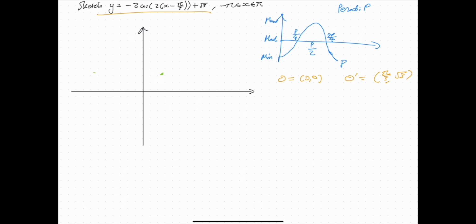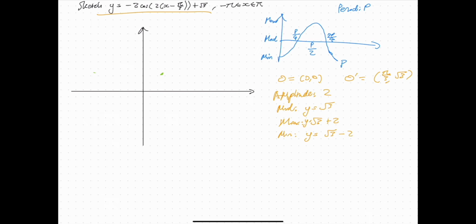So now let's just figure out what those minimum, maximum values are, etc. So first thing I'm going to do is find the amplitude. So the amplitude for this graph is 2. It's just the positive version of whatever that coefficient is. The middle value is going to be based on how high that origin has been brought up. And so the origin has been brought up by root 3. So the middle value is at y equals root 3. The max value is going to be the amplitude plus that, so it's going to be root 3 plus 2. The minimum value is going to be root 3 minus 2.